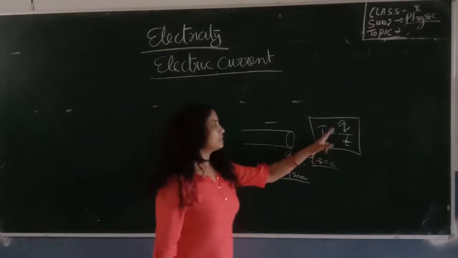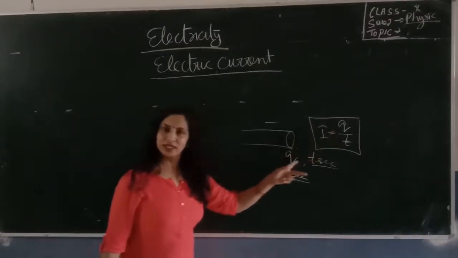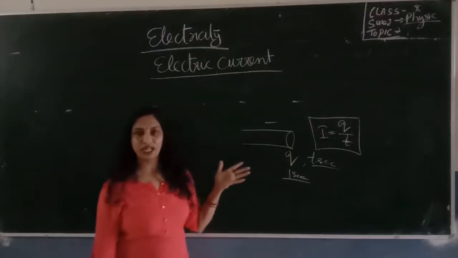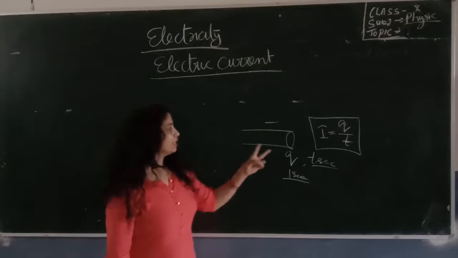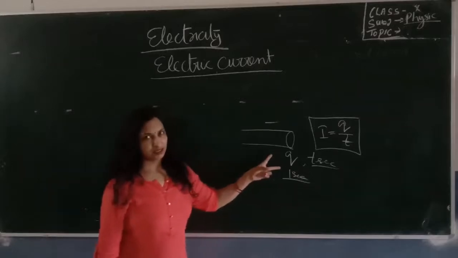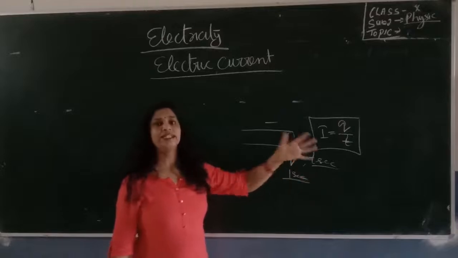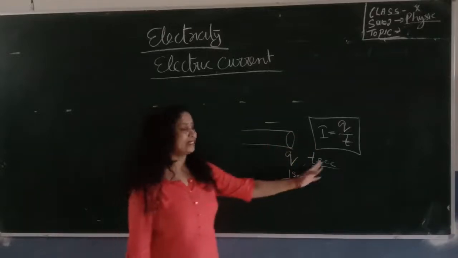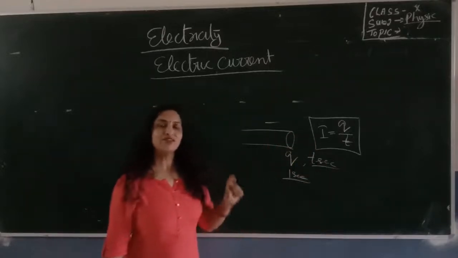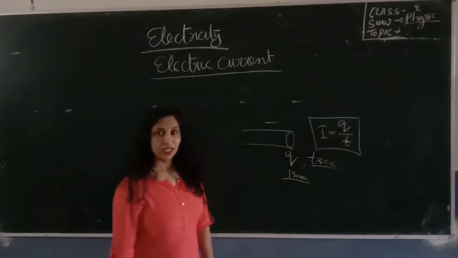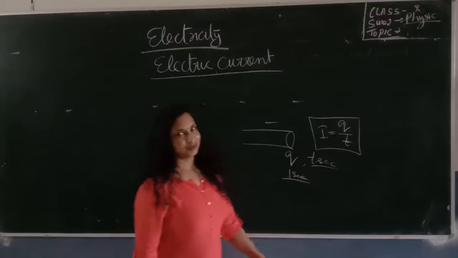So current is the rate of flow of charge. Here we can write the formula of electric current: if Q coulomb of charge flows through any cross section in t seconds, then the current flowing through the wire is I equals Q upon t. So this is the current.